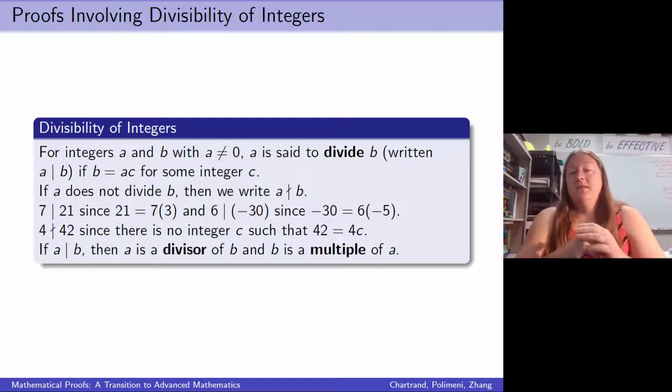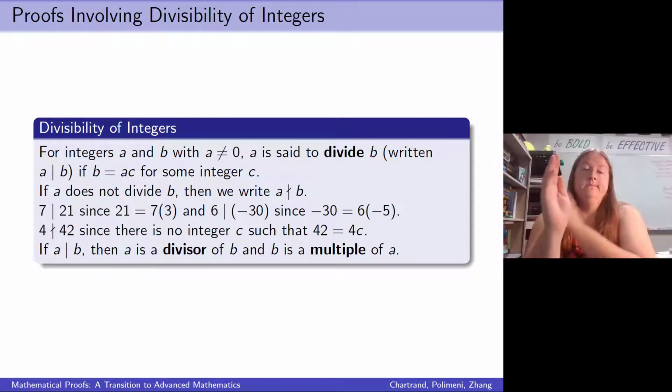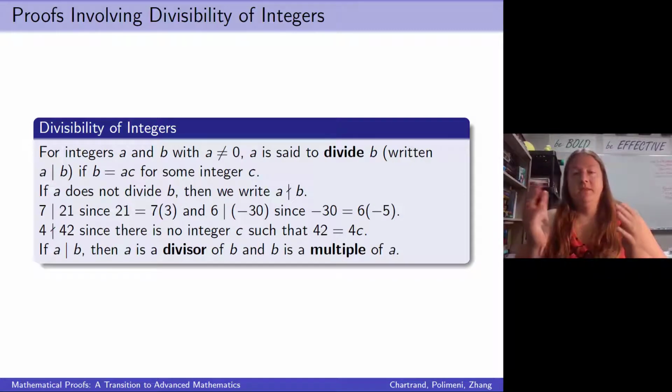If a does not divide b, then we put a slash through that vertical bar, the same way we do when we say something's not equal to something. All right, so here's some examples really quick. We've got 7 divides 21, since 21 equals 7 times 3, and 3 is an integer. 6 divides negative 30, since negative 30 equals 6 times negative 5, and negative 5 is an integer. 4 does not divide 42, since there's no integer that I can multiply 4 by to get 42. I would have to multiply by 10.5, and 10.5 is not an integer.